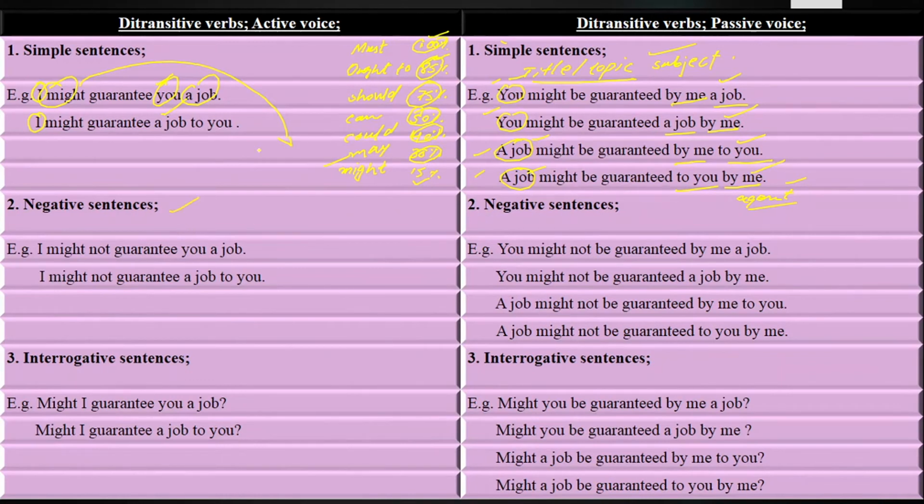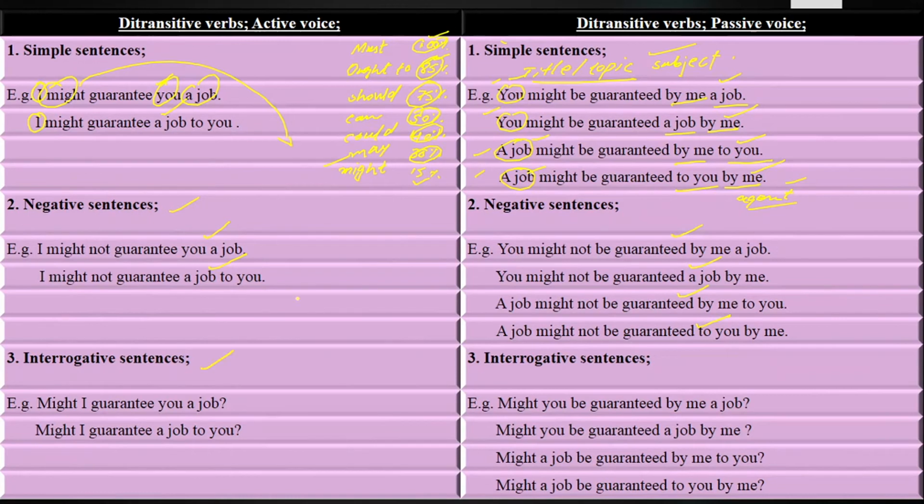Next we have got the negative sentences. Those sentences in which we deny the statement, reject the statement, and refuse the statement are called negative sentences. I might not guarantee you a job. I might not guarantee a job to you. You might not be guaranteed by me a job. You might not be guaranteed a job by me. A job might not be guaranteed by me to you. A job might not be guaranteed to you by me.